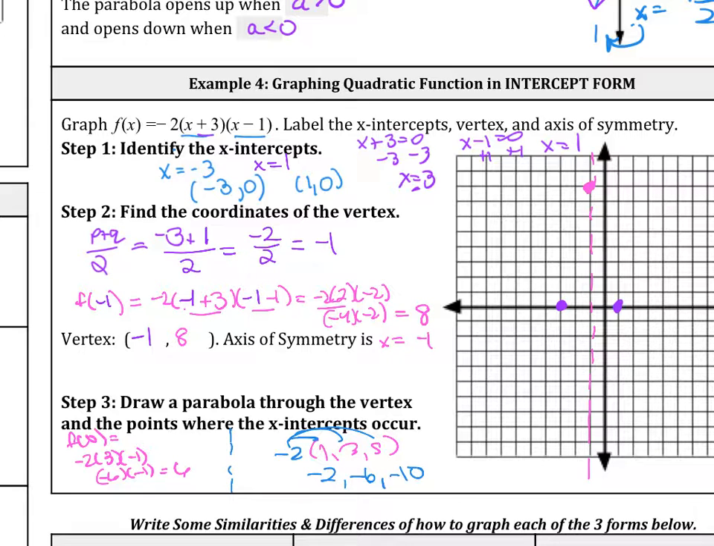So let's use the pattern. From our vertex, we go right 1, and then the negative 2 down 2, right 1, down 6, and look, that's where the point is that I got, and so I know it's correct. Then I can go right 1, down 10, and this actually fits on the graph. So fit as many dots that will fit on your plane. Okay, so here is the graph of negative 2, x plus 3 times x minus 1.